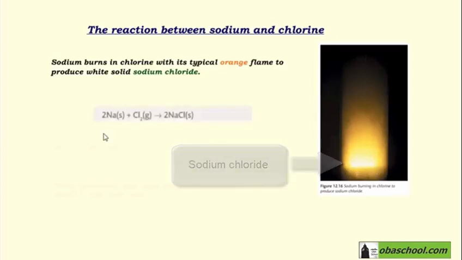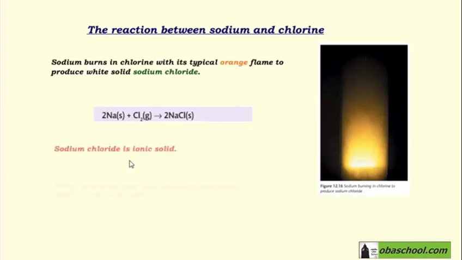The equation is in this form. Sodium plus chlorine gas produces sodium chloride, which is solid. S means solid, which is the salt. Okay, sodium chloride is an ionic solid.